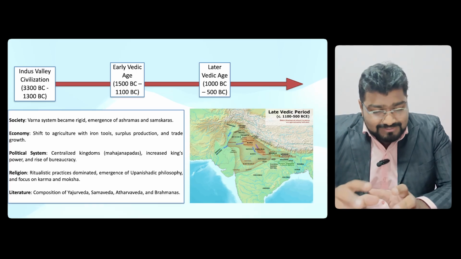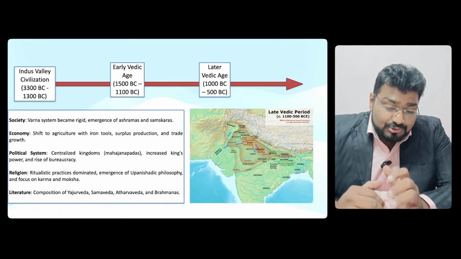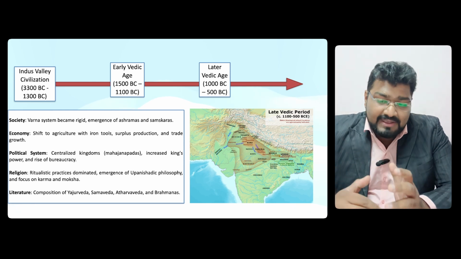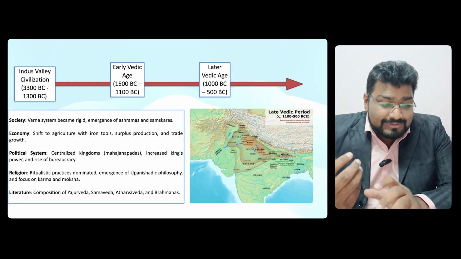Shift to agriculture with iron tools. Okay, so we will see that the Iron Age, which will also go in sync with this period. Iron age, metal, the development of iron will happen. Surplus production and trade growth happened.